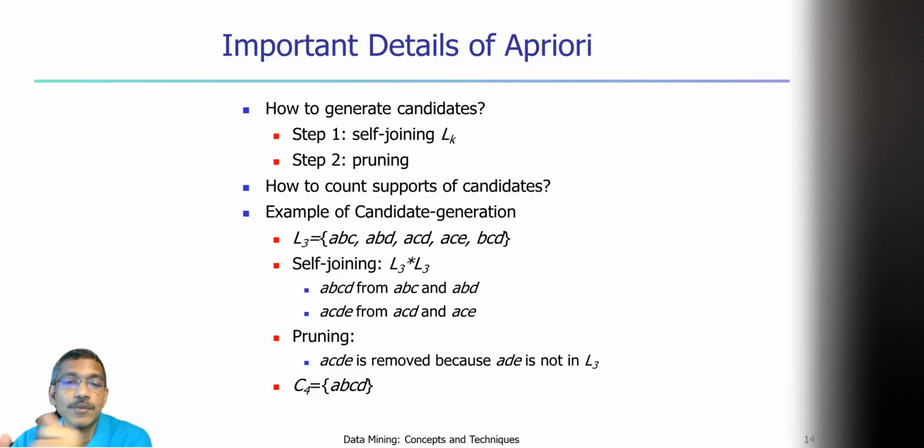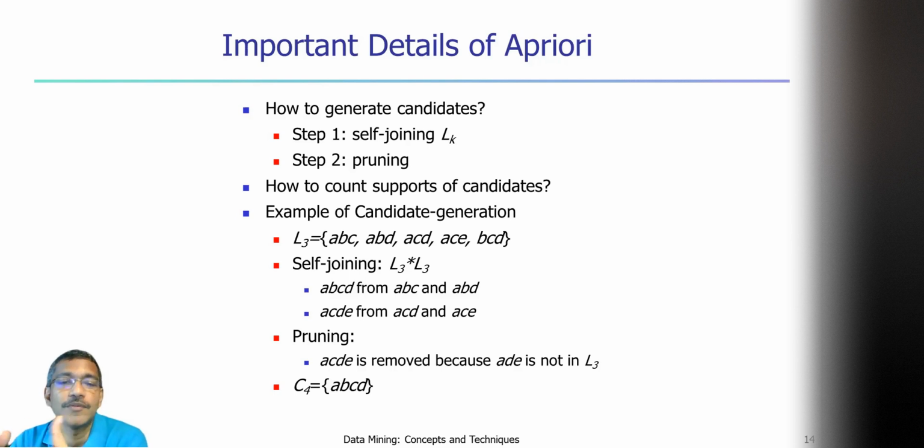We have an example of how we do the candidate generation. I tried to explain it with the previous slide, but this is much clearer. So L3, level 3. Let's say we have ABC, ABD, ACD, ACE, and BCD. As I said, we do self-joining of the set that we have. From that, we end up getting ABCD from ABC and ABD. ACDE can be got from ACD and ACE. We are just showing a few examples.